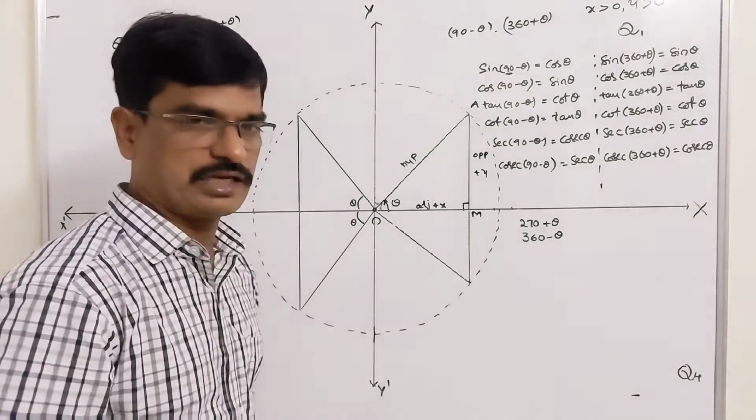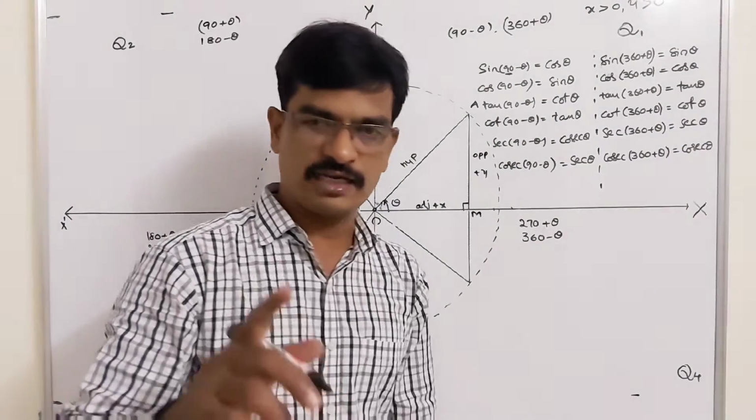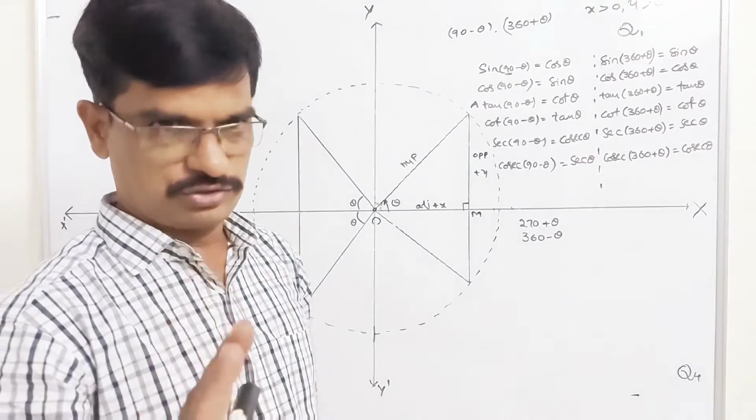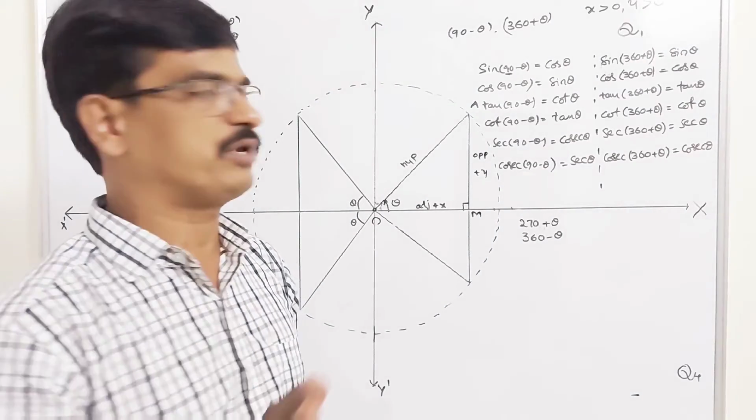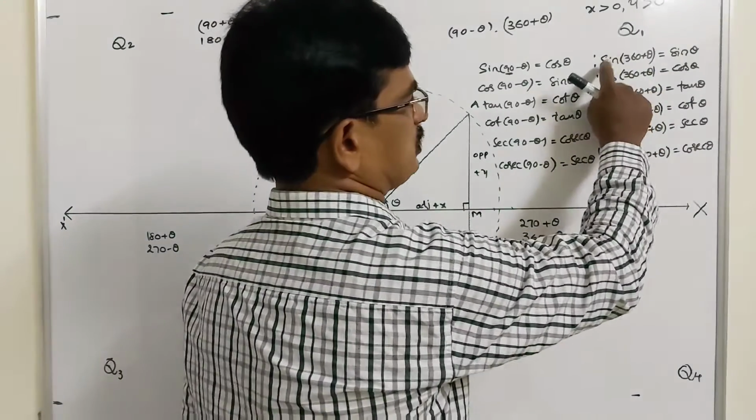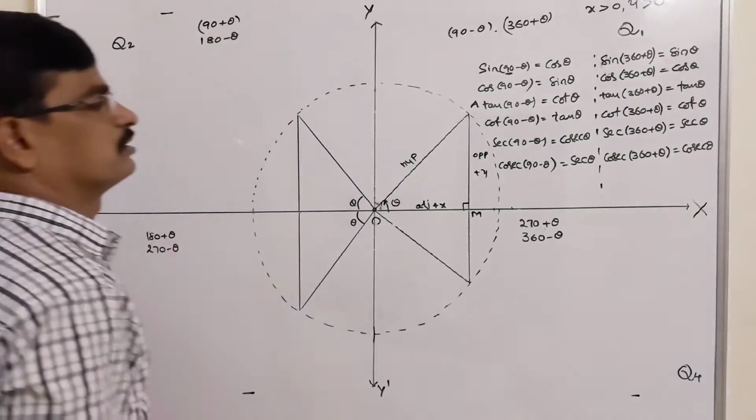Because here a complete angle is there. A complete angle can be written as 4 into 90 degrees. 4 is even, that is an even number of right angles are there. So sine becomes sine only. Okay.